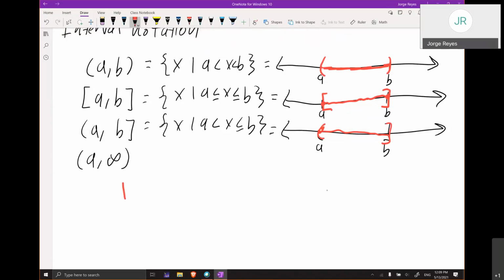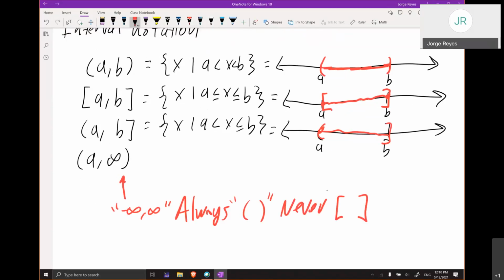And so here, this is when we can use infinities. A tip or a fact is that negative infinity and infinity always have parentheses. They never have brackets. You should never include the infinity. So automatically I know you're wrong if I see a bracket on an infinity.